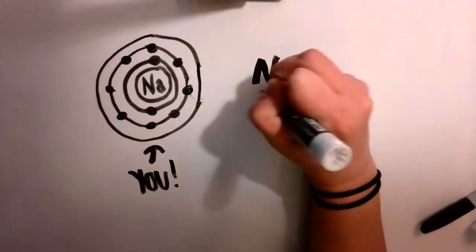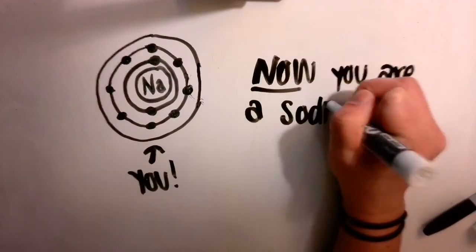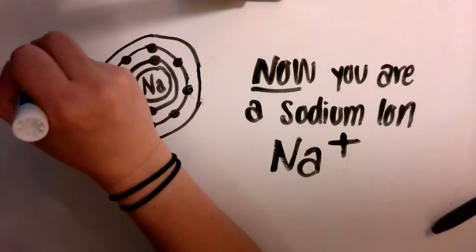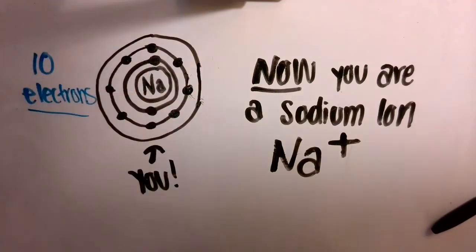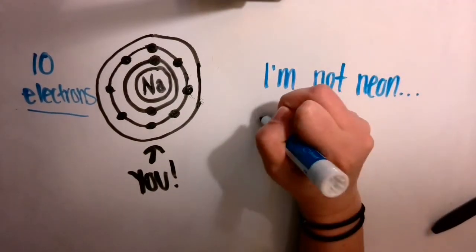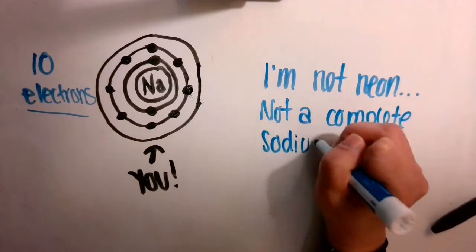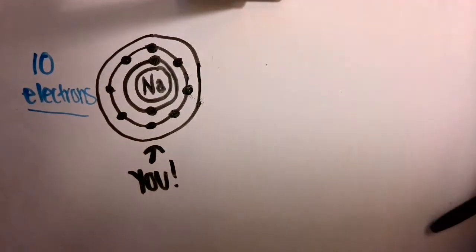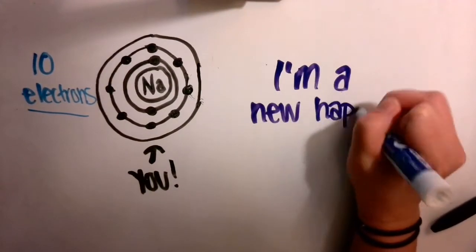You are also an ion, and you're missing 1 electron. That missing electron gives you a positive charge. You're still the element sodium, but you're now a sodium ion, Na+, and you have 1 less electron than your atomic number. So now you've become a sodium ion. You have 10 electrons. That's the same number of electrons as neon, but you aren't neon. Since you're missing an electron, you aren't really a complete sodium atom either. As an ion, you're now something completely new.